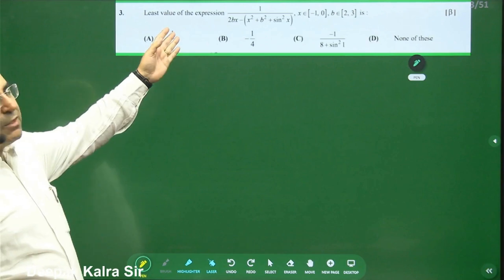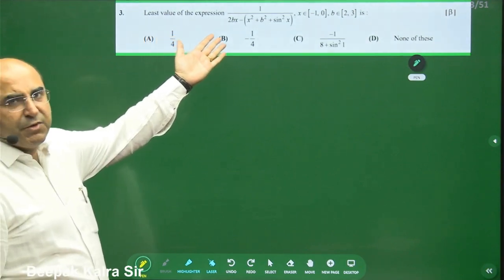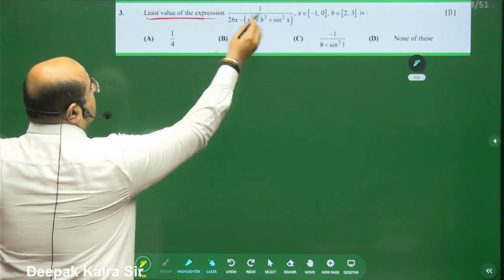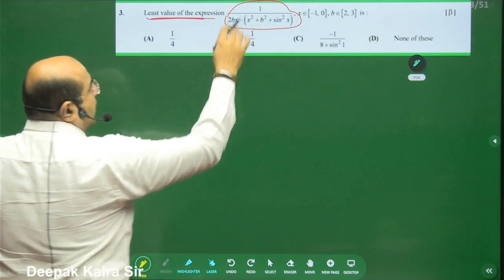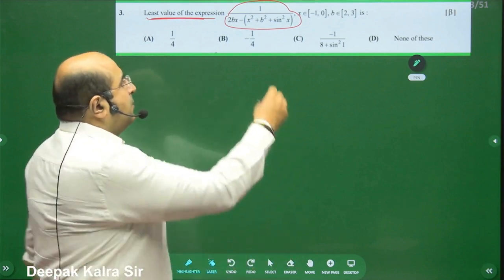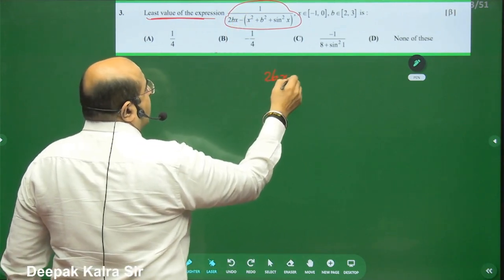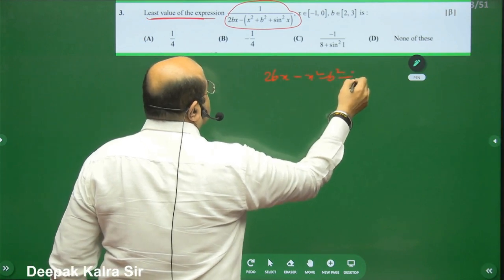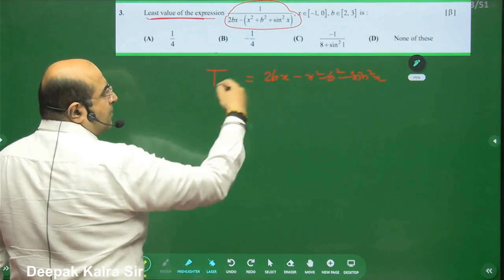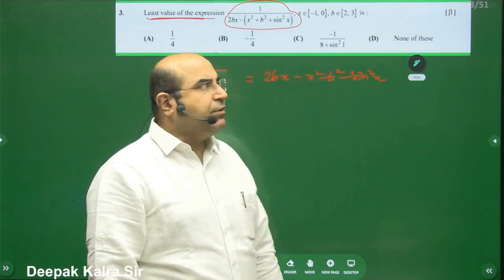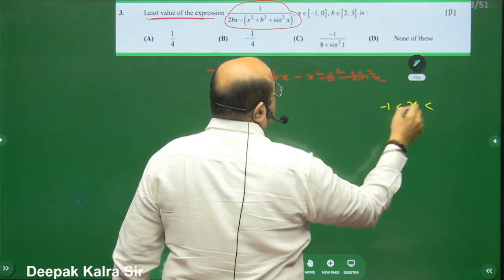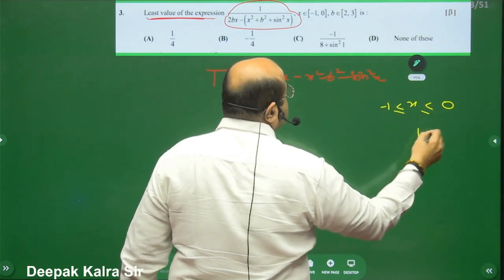Now this is another question which you have to see. It is just like a reciprocal function. I need to maintain what? I need to maintain the least value of this expression. If the total is to be least, the denominator should be maximum. You understand? The denominator, x minus x square minus b square minus sine square x, should be max. If I take it as function t, I have to make it maximum. This is the only thing which you have to remember. Moreover, you are given this also, that x lies between minus 1 to 0 and b lies between 2 to 3.